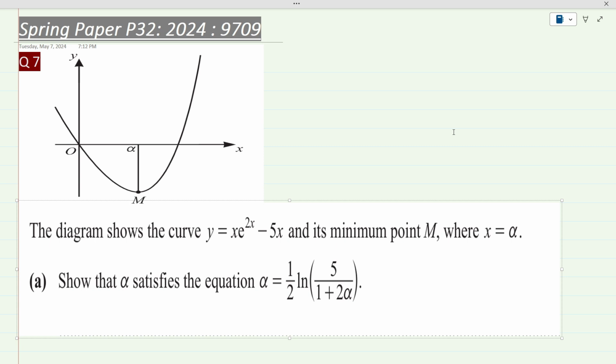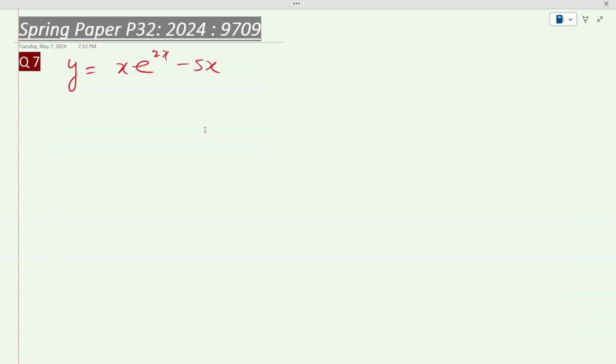Question number 7. The diagram shows a curve and its minimum point M, where x is equal to alpha. Show that this equation will satisfy this given information. Minimum point, it means we are going to find its first derivative. So after taking the first derivative, we will substitute x equal to alpha and equate the first derivative to 0. As a result, we will have this equation.